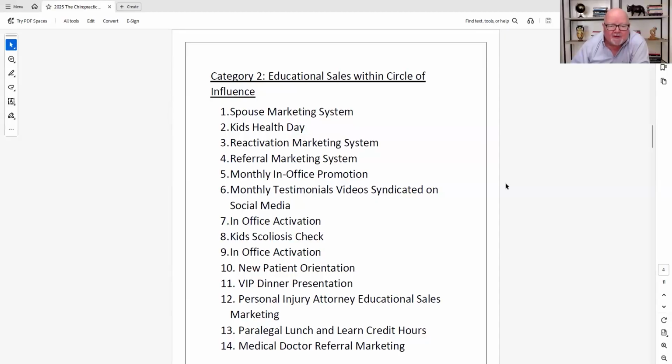Okay, monthly and off promotion, it's the same thing. That's all we're doing. We're just tying into a national event, whether it's Mother's Day, Father's Day, Valentine's Day, Christmas, New Year's, whatever. We're just tying into a national event and we're going to the circle of influence for referrals. That's it. The highest quality patients.